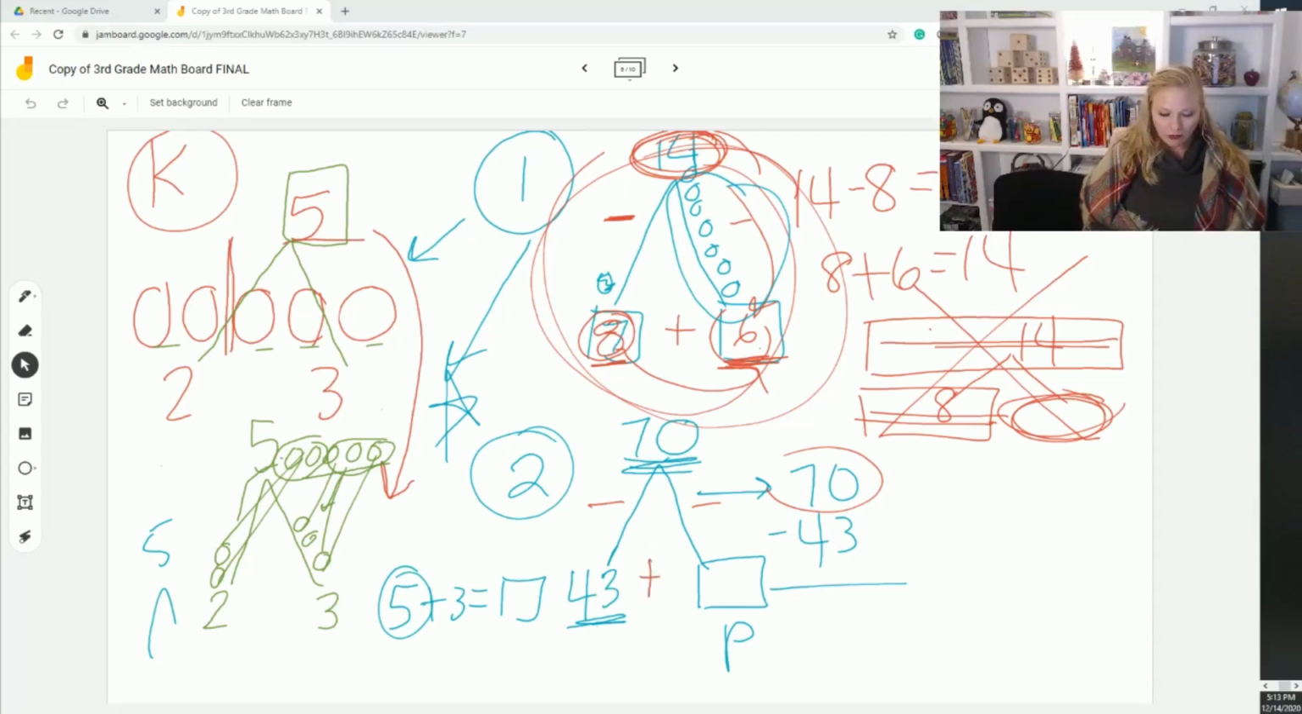So can't I say, well, 43 plus 2 more gets me to 45, and then I add 5 more and I get to 50, and then 70. Now I added 5, 20, 2. Can't I add up 27? So now, do you have to?